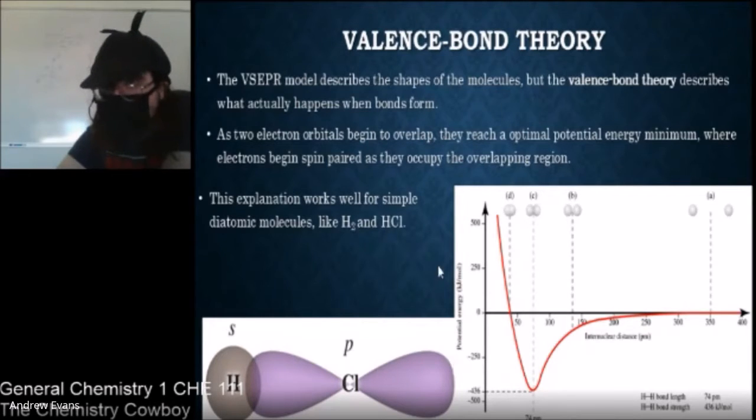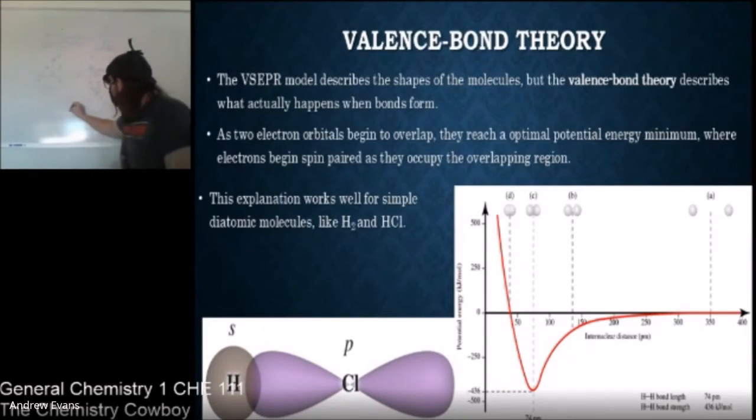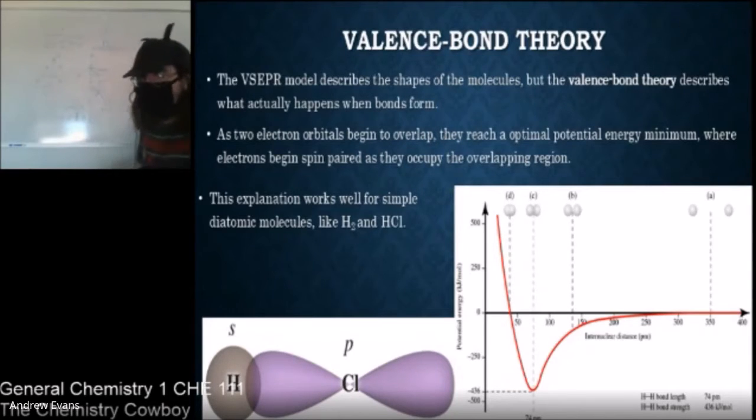And that's pretty easy to understand for H2 or HCl. H2 would just be 2 s orbitals overlapping. There's H, there's another H. There's an ideal overlap position.